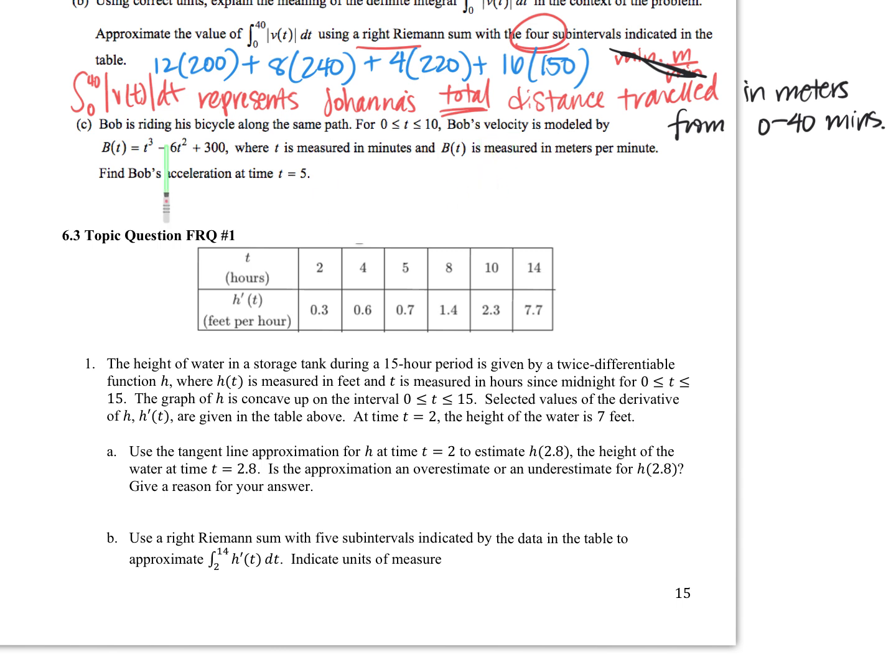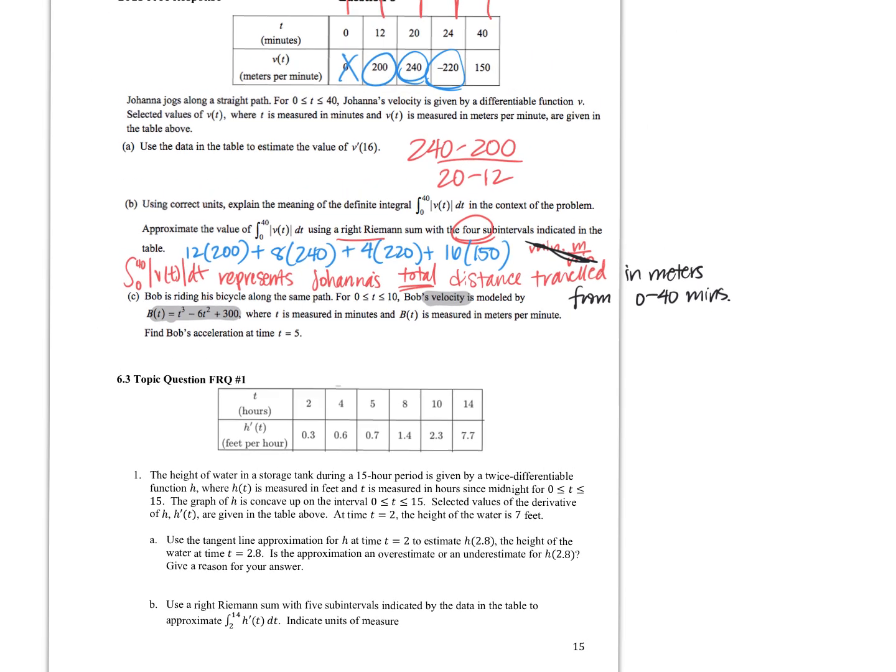Mr. Bob, his velocity is given as b of t. It says b is measured in meters per minute. Find his acceleration. Look what we gave you, the velocity. How would I find his acceleration? Prime it. Take its derivative.